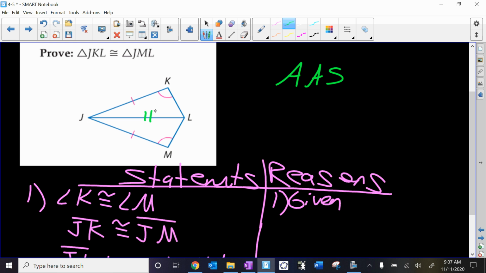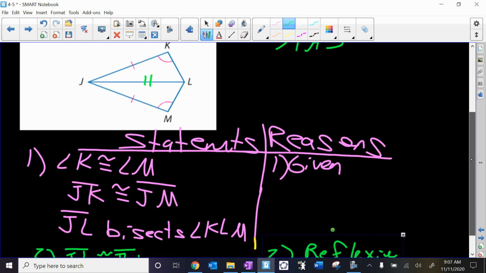Some of you might think it is side, angle, side, but remember that angle has to be between the two congruent sides. So it would have to actually be this angle right here in order for it to be side, angle, side. So writing JL as congruent to JL is a perfectly fine step. There's nothing wrong with it. It really just doesn't get us very far.